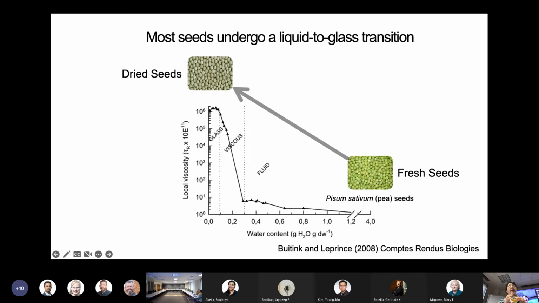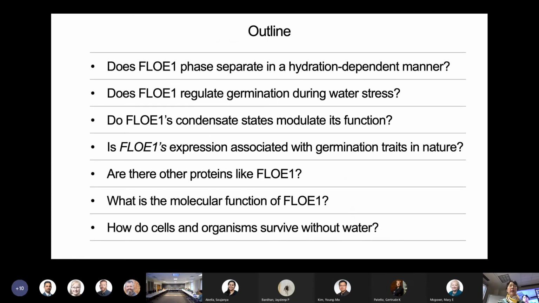And this phase transition is considered to be important for the integrity of the seed and viability of the seed, but it's not really well understood how this happens. And also it's not well understood how the dry seed becomes aqueous again upon water, okay? What the biophysical process of germination is. So we were really interested to look at the biophysical properties of this protein and its role in germination.